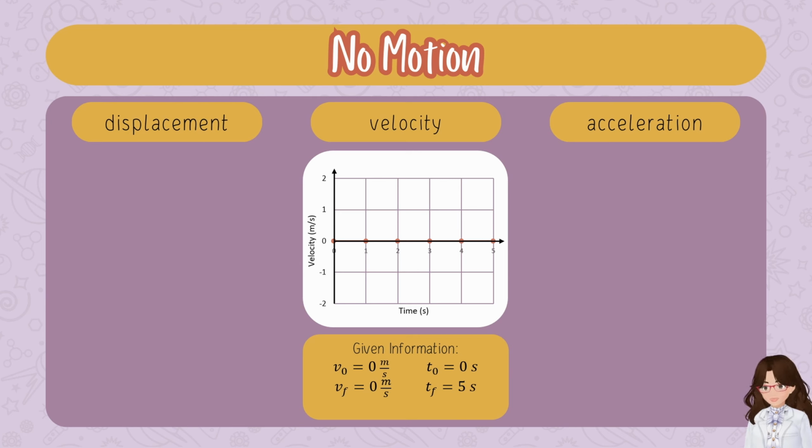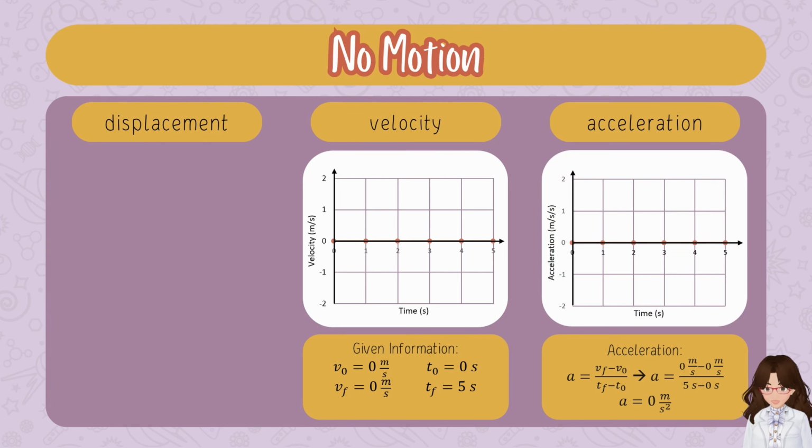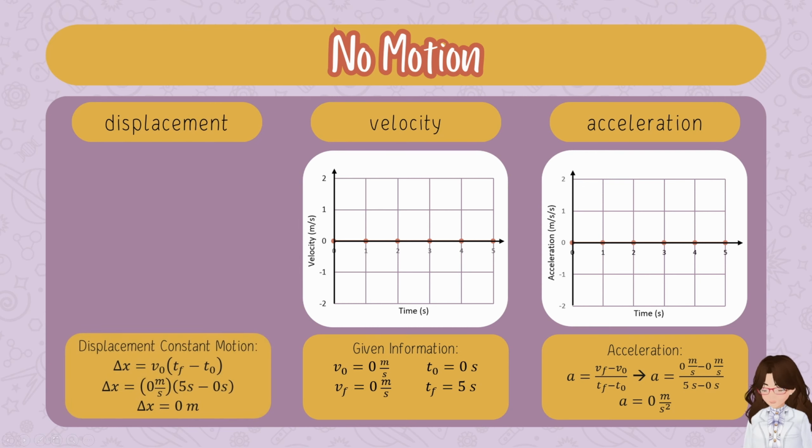It's where our velocity is 0. That means there is no motion. We can see v naught is 0, v final is 0, and we're looking at a time interval of 5 seconds again. In this case, we can calculate acceleration using our definition, but 0 minus 0 divided by 5 minus 0 is just 0. So in this case here, no motion is going to produce an acceleration of 0 as expected.